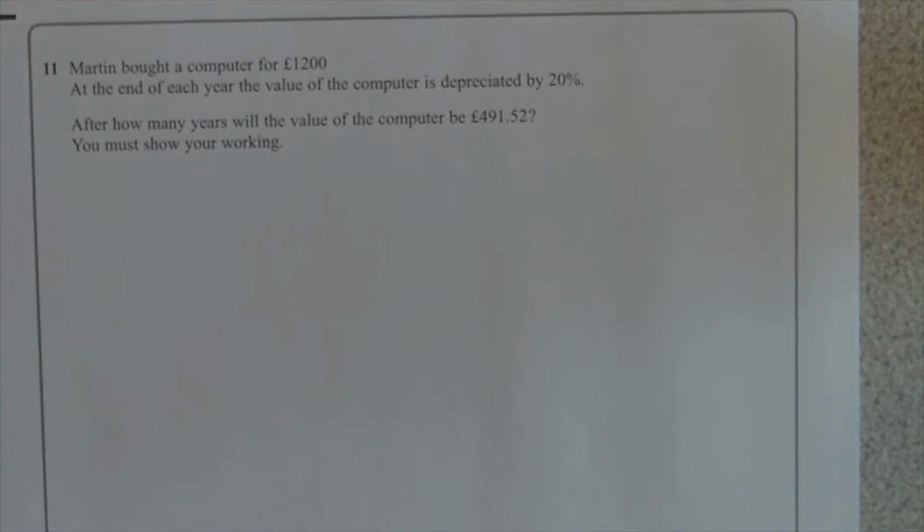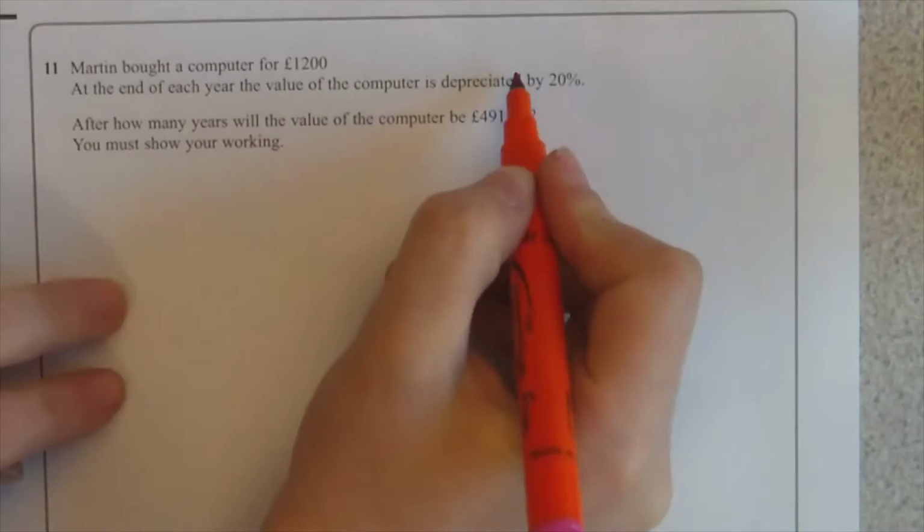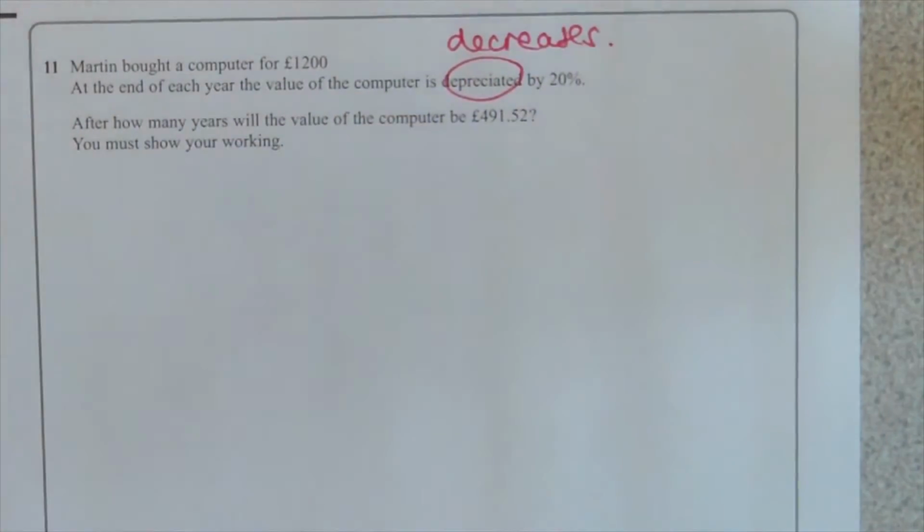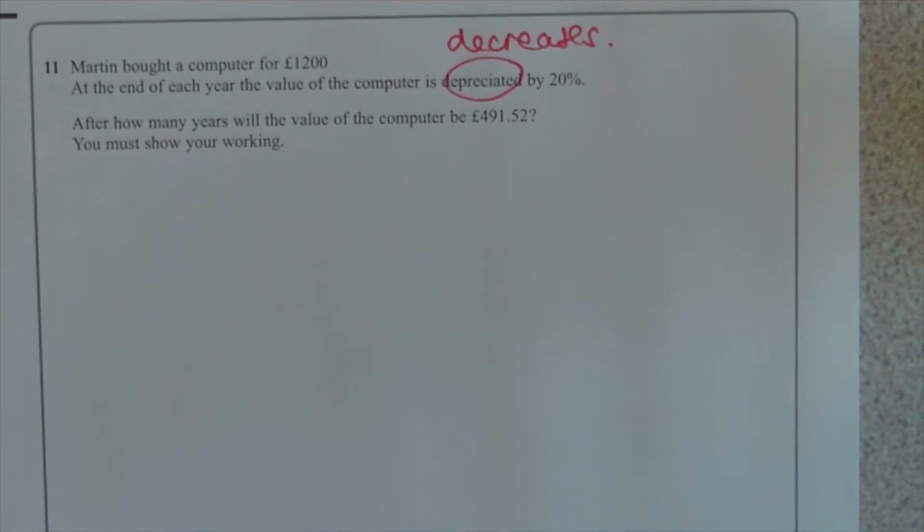Okay, so this is question 11 of the paper. Martin has bought a computer for £1,200. At the end of each year, the value of the computer depreciates by 20%. Okay, so depreciate means decreases. After how many years will the value be £491.52? You must show your working.